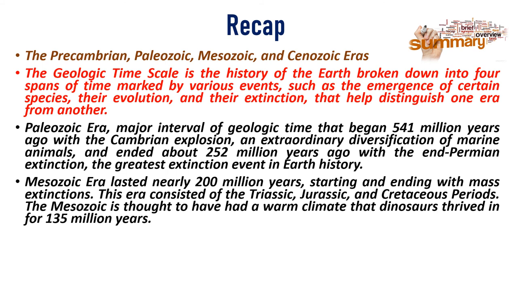Mesozoic era lasted nearly 200 million years, starting and ending with mass extinction. This era consisted of the Triassic, Jurassic, and Cretaceous periods. The Mesozoic is thought to have had a warm climate that dinosaurs thrived in for 135 million years.